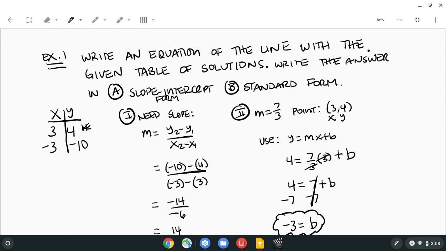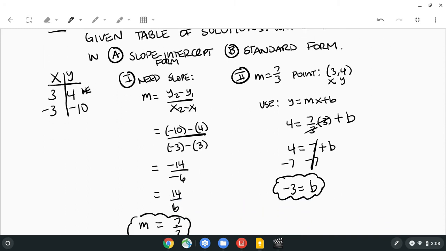Write an equation of the line with the given table of solutions. Write the answer in this form and this form. So remember, you have 2 points. So you find the slope, and then you know the slope, choose a point. Again, it doesn't matter which point you choose. If we chose -3, -10, we still would get -3 for b. So if you try it right now, hit the pause button and do it, you'll see. You'll get -3 for b if you use -3 and -10 instead of 3, 4.